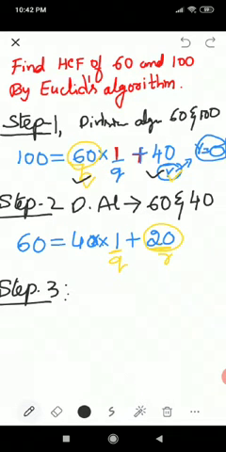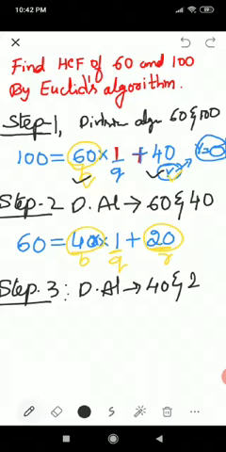By taking B and R in step 2. So what is the B value in step 2? This is our B value. That means I have to use the division algorithm for this B value 40 and R value 20. For every step, you have to consider B and R as new numbers.